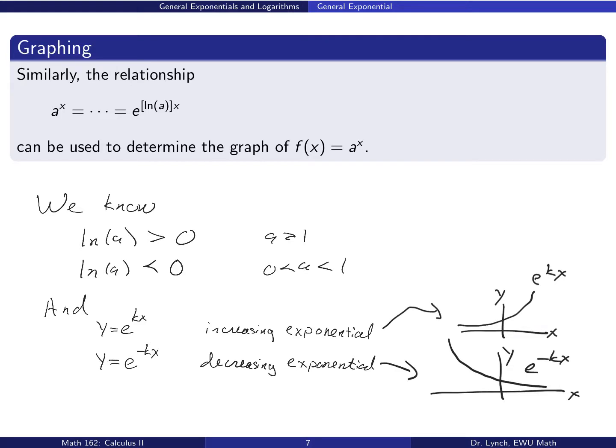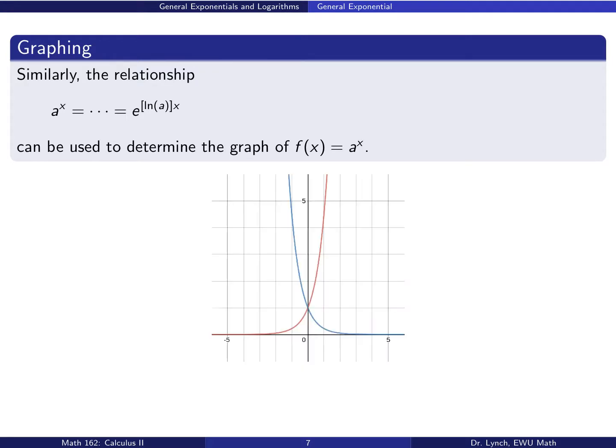So that's really all there is for a to the x also. When a is between 0 and 1, we get a decreasing exponential. And when a is greater than 1, we have an increasing exponential. So here are those graphs, a greater than 1 and a between 0 and 1. Now, of course, again, those general exponential functions a to the x are just natural exponential functions in disguise. So as long as we know how to graph the natural exponential function, we can graph the general exponential function too.